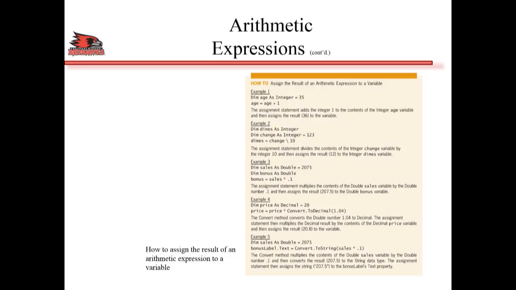And the final part shows you have a double type variable called sales, and you want to put that as a text to some label, and that's how you do it. You convert it to string and then just input that. Here you actually multiply sales by 0.1 and then convert the answer to string and put that in text.